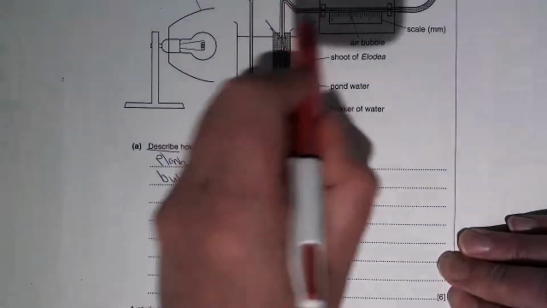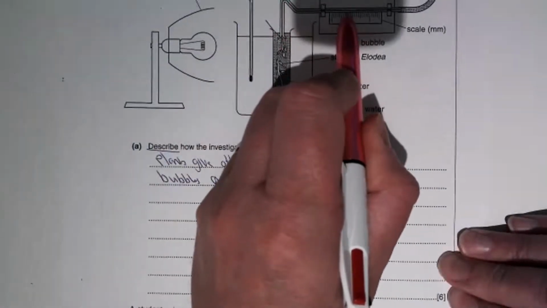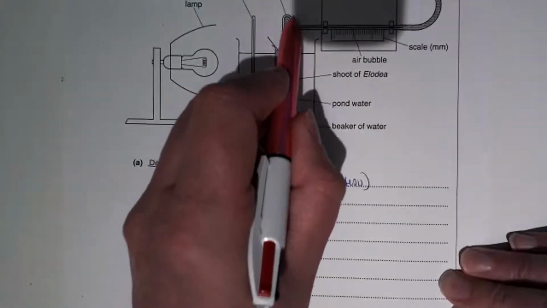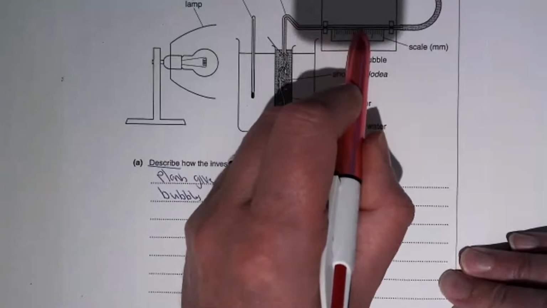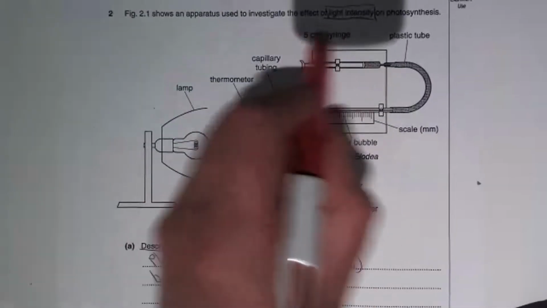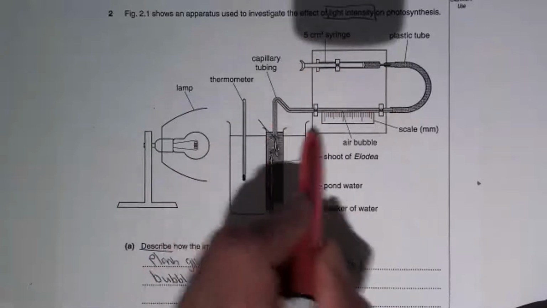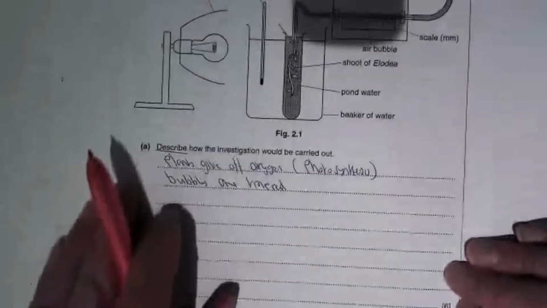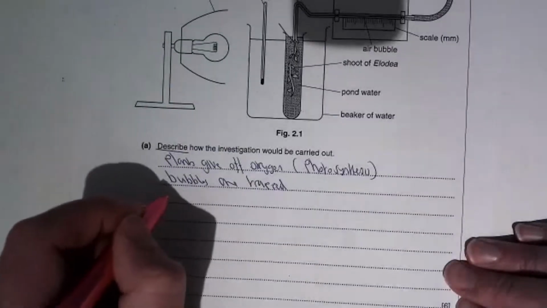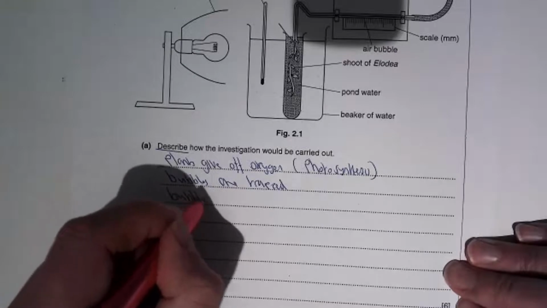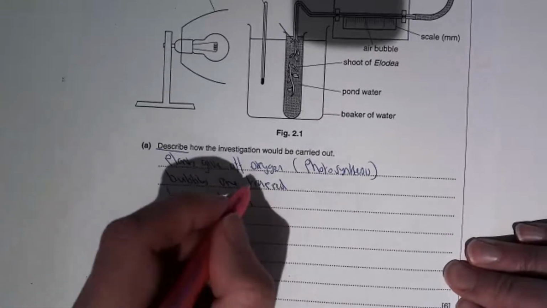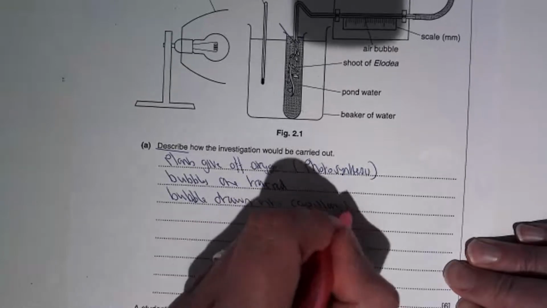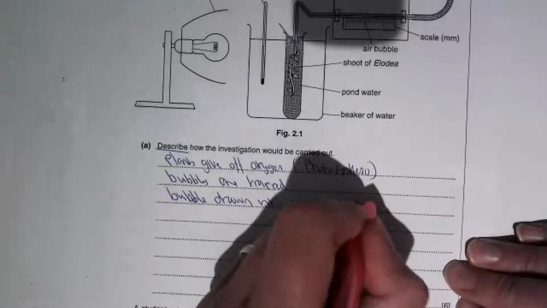But you can see from the diagram, the bubble is now here. So it's being drawn up from where it's being trapped by the apparatus to here. So what's being used to draw it up? Well, there's a syringe here. You pull this syringe, it's going to suck the water along with any air bubbles along this tubing. So we need to say that the bubble is drawn into the capillary tube by a syringe.